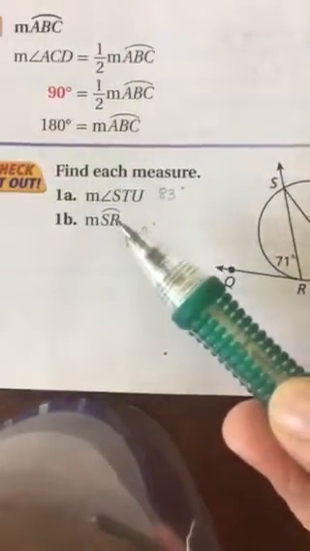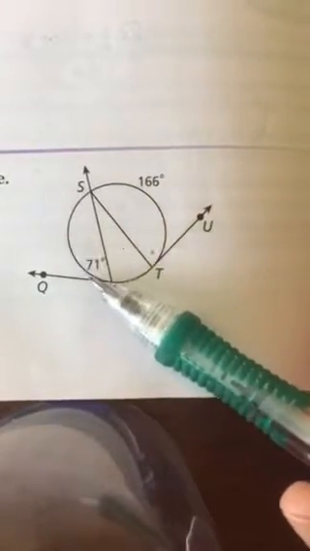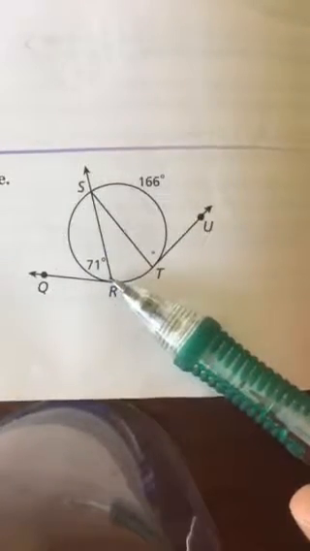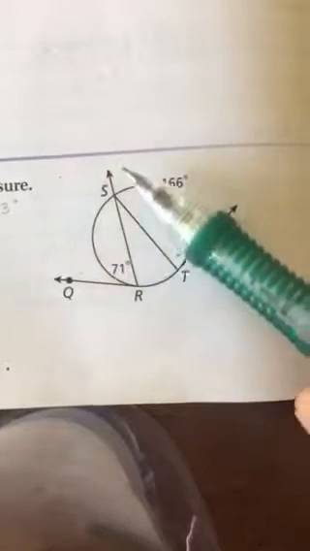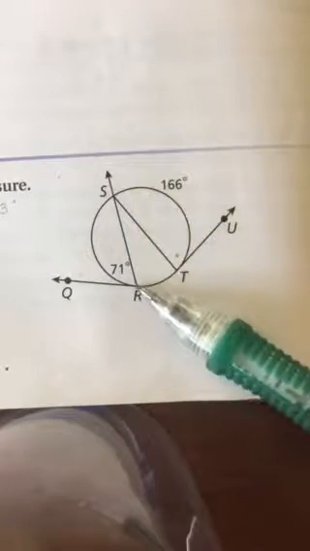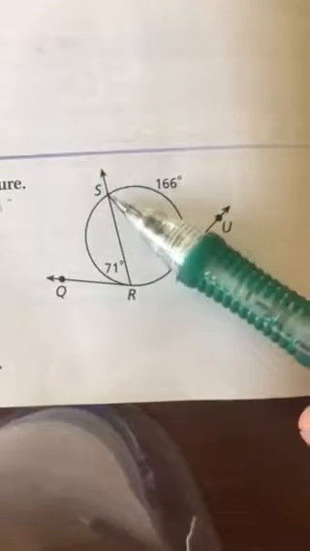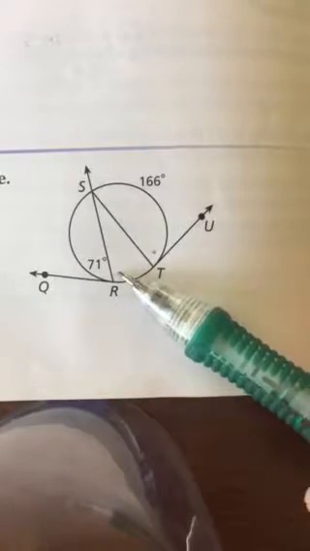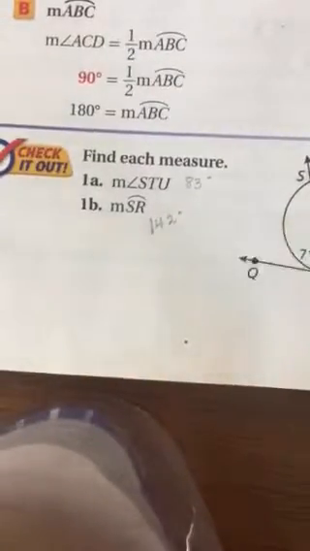Now we want to find the measure of arc SR. Here is arc SR. And again, this one is made pretty simple for us. We have an angle made from the tangent and the secant or chord, and the angle is 71 degrees. So our theorem tells us that the arc is going to be twice that. So that's going to be 71 times 2, which is 142 degrees.